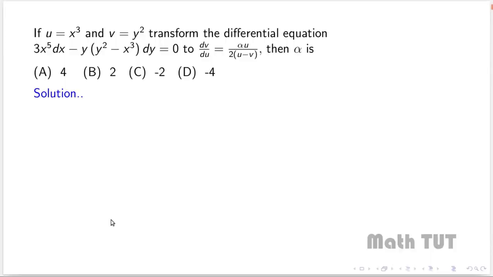If u is x cube and v is y square, then transform the differential equation 3x^5 dx minus y times (y square minus x cube) dy equal to 0 to dv by du is equal to alpha u by 2 times (u minus v). Then alpha is 4, 2, minus 2 or minus 4.